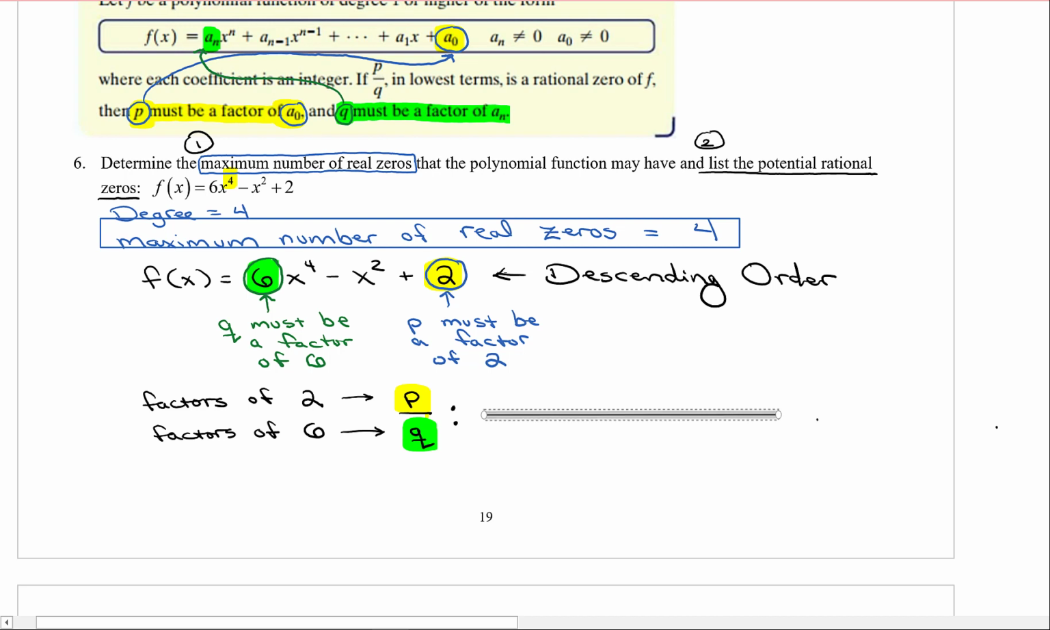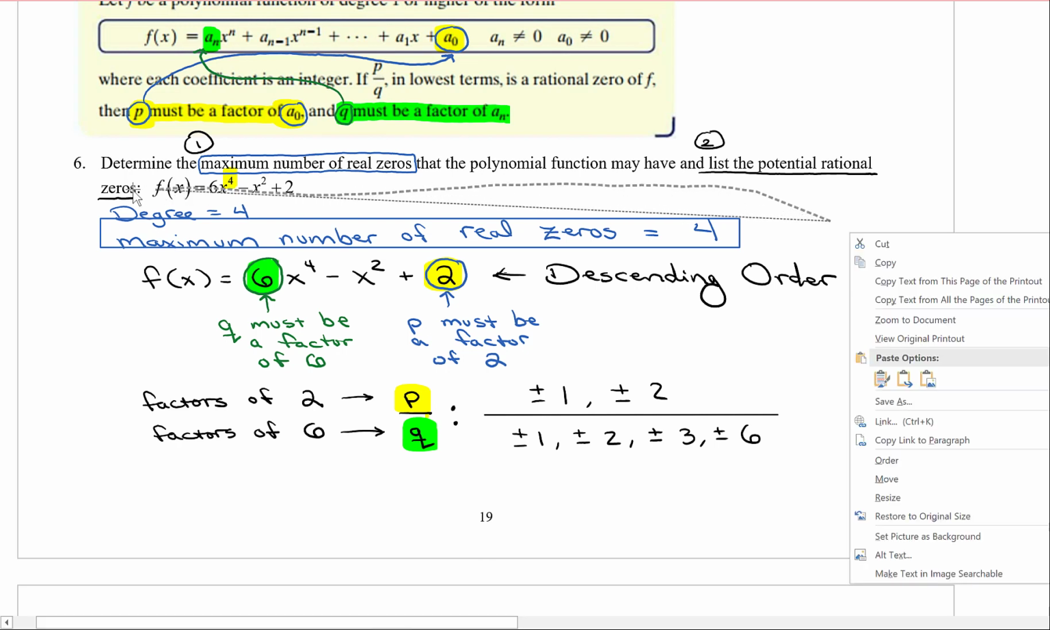And I've got to take into account positive and negative numbers. So for the factors of 2, I'm going to write positive and negative 1 and positive and negative 2. Those are all the factors of 2. For 6, I'm going to write positive or negative 1, 2, 3, and 6. Now that we have all of those written out, we're going to write down all of the possible ratios you could get with these numbers.